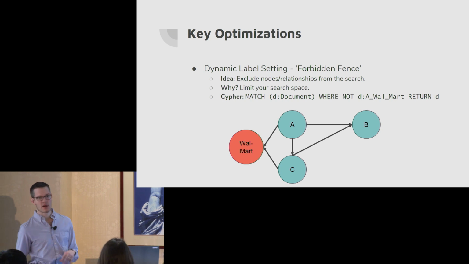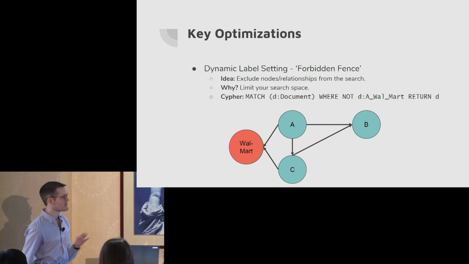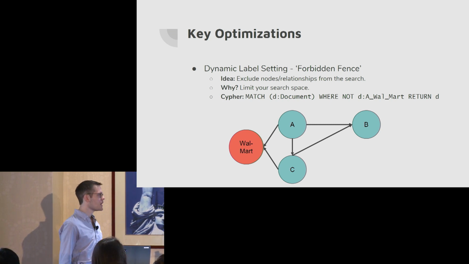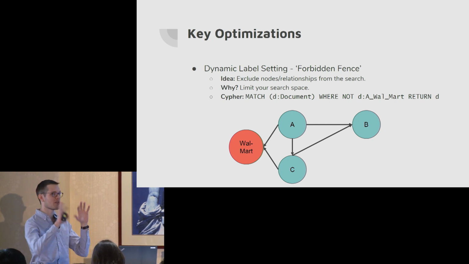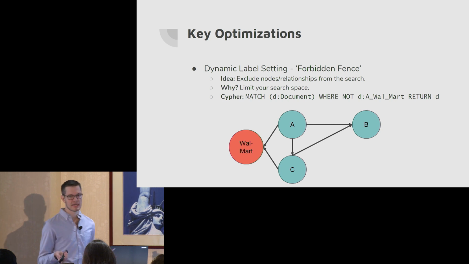Before talking about the stored procedures and how those were used, there are also 2 other key little optimizations that may be useful in some of your own graph queries. The first one I'm calling dynamic label setting. It's also kind of like creating a forbidden fence within your queries. It's a really simple idea.